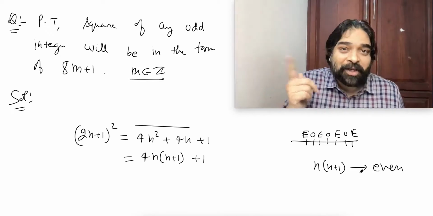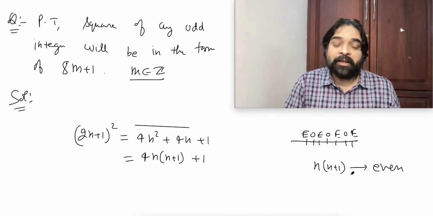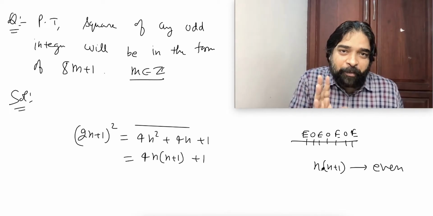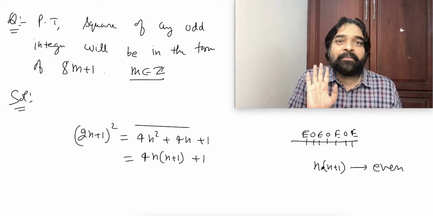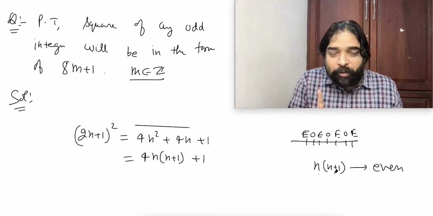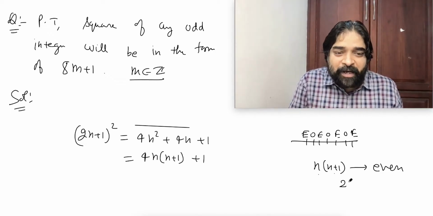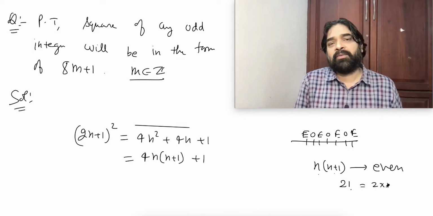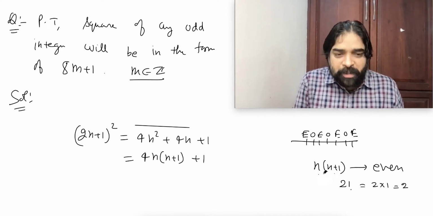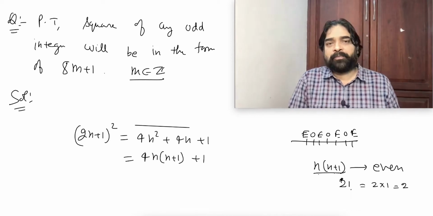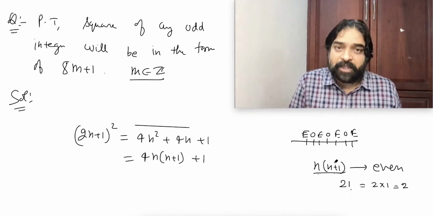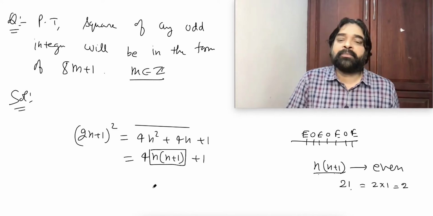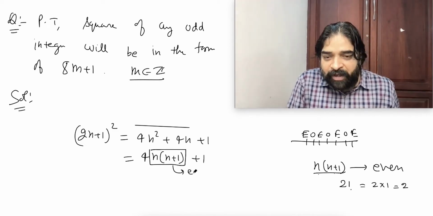Another logic you can also apply. What logic, sir? n consecutive integers, if you multiply, will be divisible by n factorial. So n into n plus 1 will always be divisible by 2 factorial. 2 factorial means what? 2 into 1, means 2. So this is always divisible by 2, means always an even number.